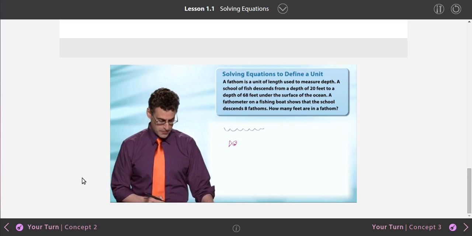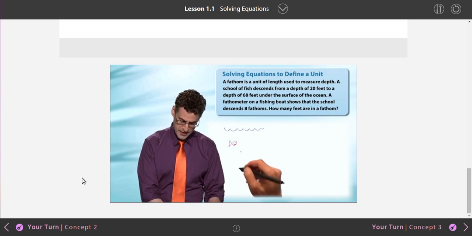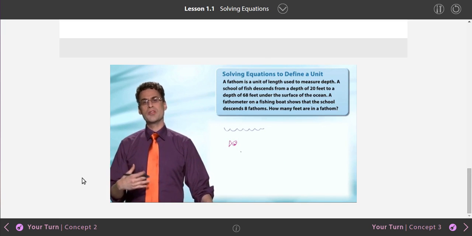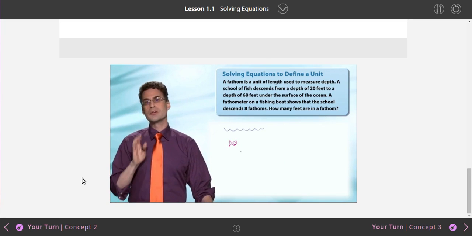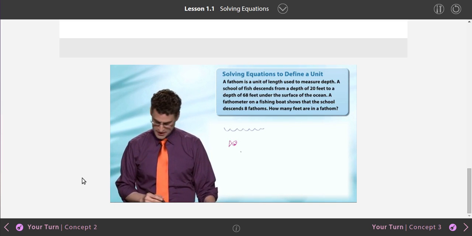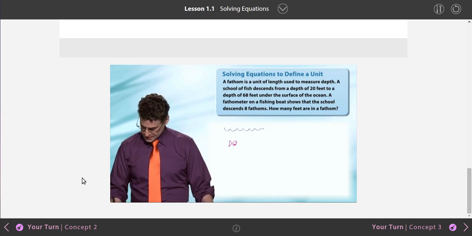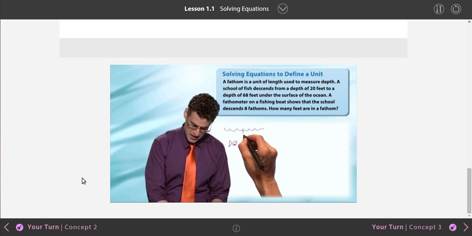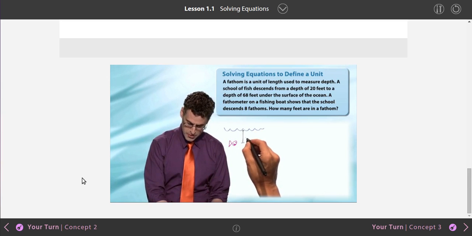That's right. So what I want to do is consider that school of fish. And what do I know about it? Well, I know that it descends, that means goes down, from a depth of 20 feet. So from means that that's where they started. So when they started, they actually were at a depth, which means measured from the very top, the surface of the ocean, 20 feet.